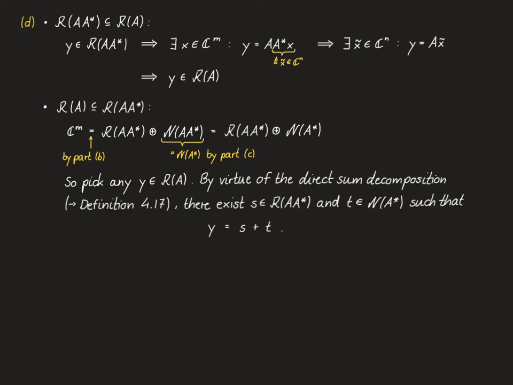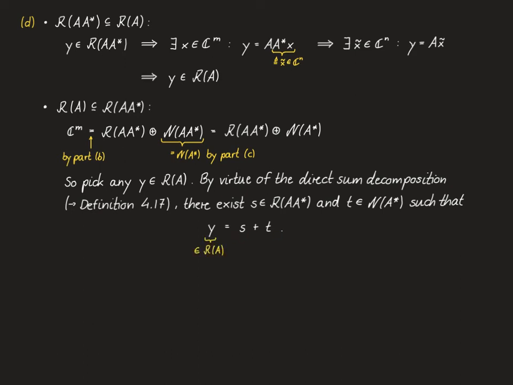Now pick any vector y in the range space of A with the purpose of showing that y is also an element of the range space of A star. By virtue of the direct sum decomposition in Definition 4.17, there exists a vector s in the range space of A star and a vector t in the null space of A star, such that y can be written as the sum of s plus t.